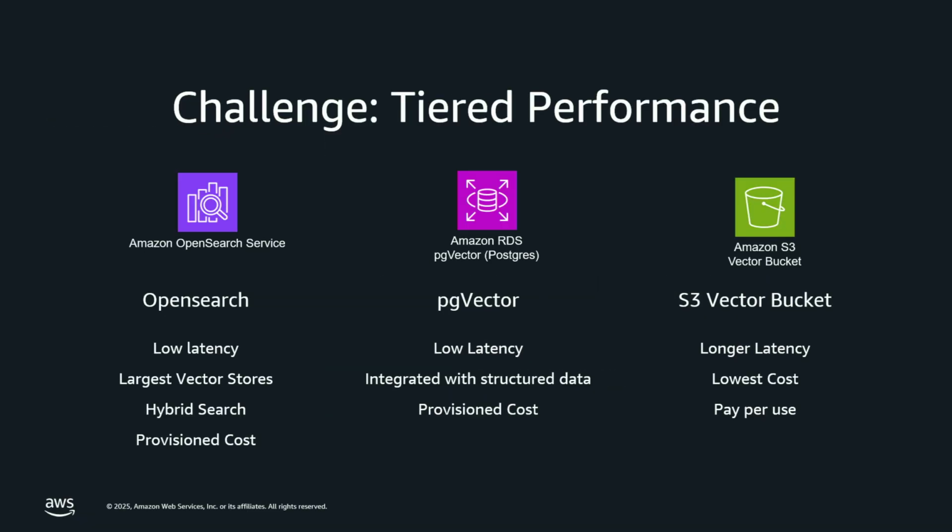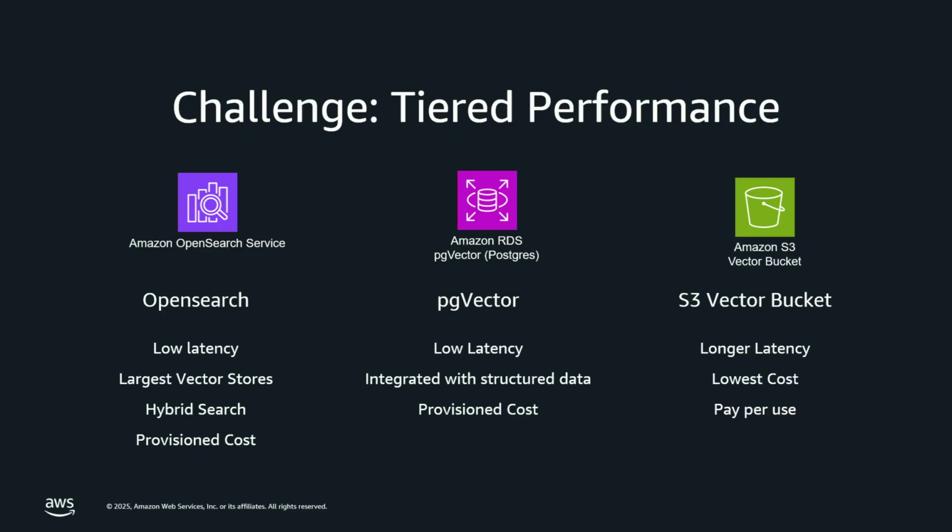So looking at tiered performance, the underlying vector store that powers your database makes a big difference. Comparing 3 of these options, and there are many more, OpenSearch is a very popular vector store for the customers that I work with. It's very low latency, it allows you to do hybrid search, and you can provision cost to meet your demand. Compare that to PG Vector, which has the advantage that it's also low latency, but it's also integrated with your structured data. So if you have hybrid queries that query against structured data and your unstructured data, you can do that in one spot.